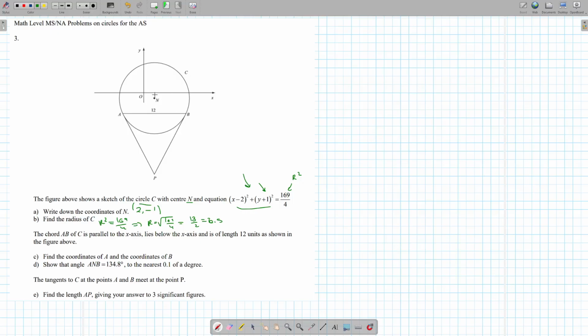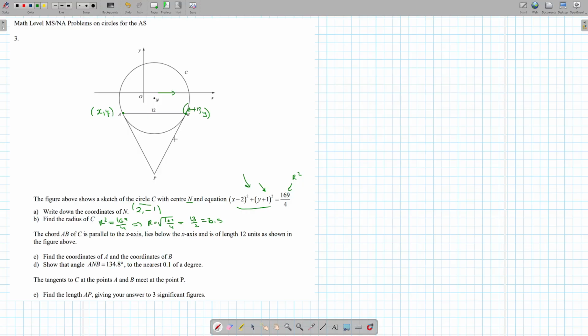The chord AB of C is parallel to the x-axis. It lies below the x-axis, as you can see here, and is of length 12 units as shown in the figure above. Find the coordinates of A and the coordinates of B. How I thought of it, without looking at the solution, is this point, let's say it's (x, y). Since it's parallel to the x-axis, it's a horizontal line, so the y coordinate is not changing. It's just 12 units to the right. So I thought of it as (x + 12, y).